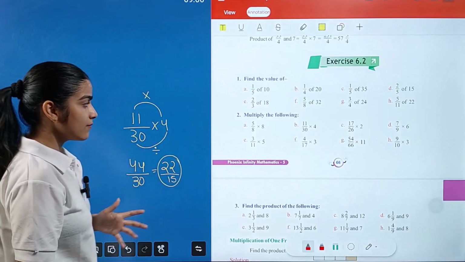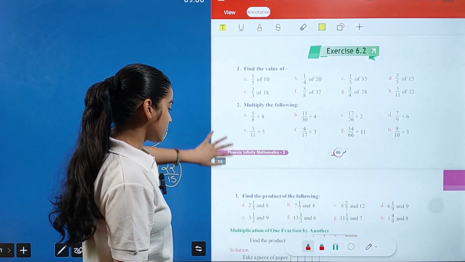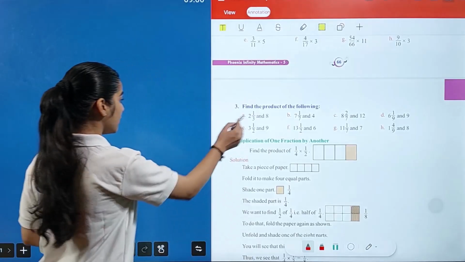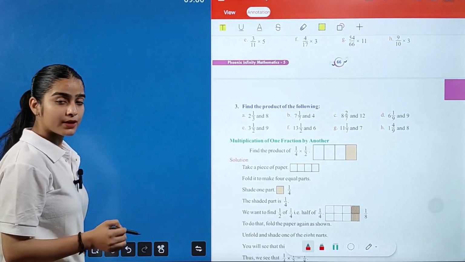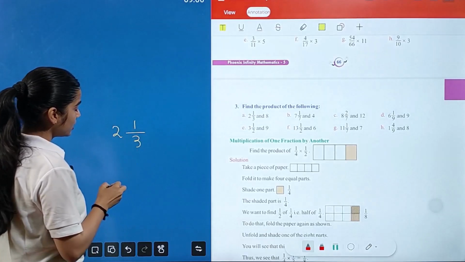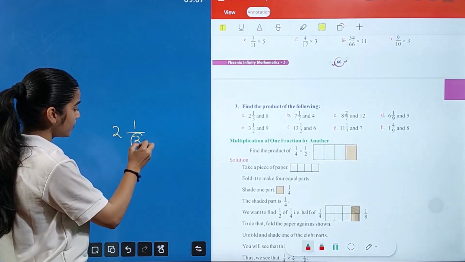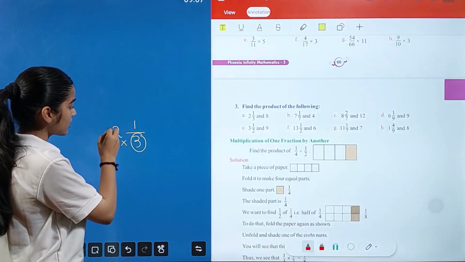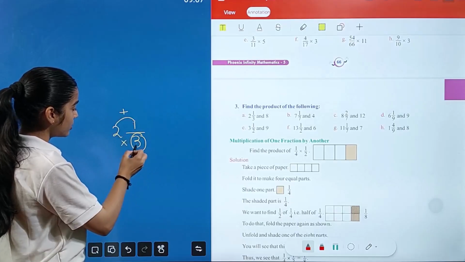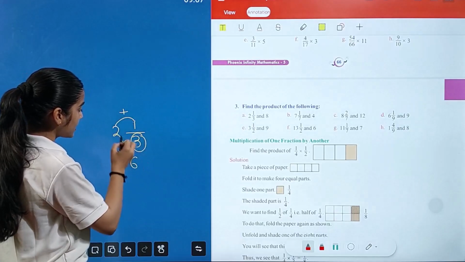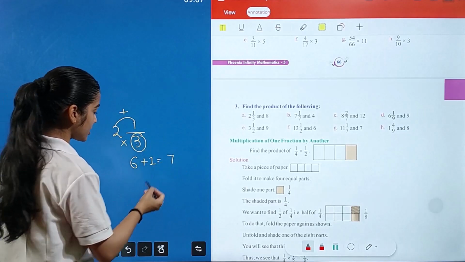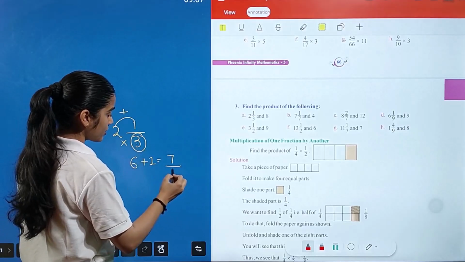In the same way, you have to solve the rest of the questions. Let's move forward to question number 3. Find the product of the following. Now we have a mixed fraction, so first we have to convert it into an improper fraction. Your denominator is multiplied with the whole number, which is right before the 1 by 3, and the numerator is added to this. So 3 multiplied by 2 is 6 and 6 plus 1 is 7. So your improper fraction numerator is 7 and your denominator always remains the same, which is 3.